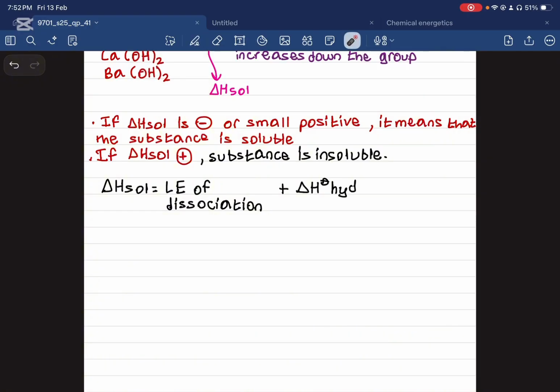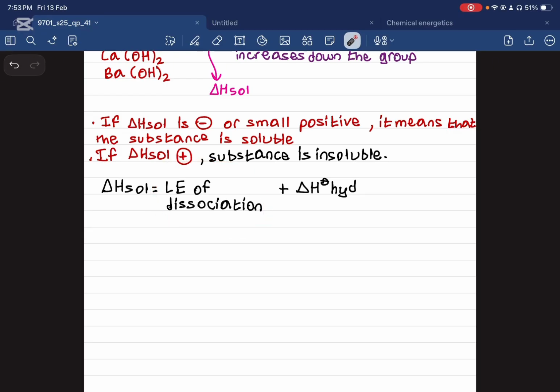Now, I know what you guys are thinking. You have learned about lattice enthalpy, but you haven't learned about lattice enthalpy of dissociation. Some of you might have, some of you might not. Well, listen to this. Whatever you have learnt about lattice enthalpy, just reverse that. That's lattice enthalpy of dissociation.